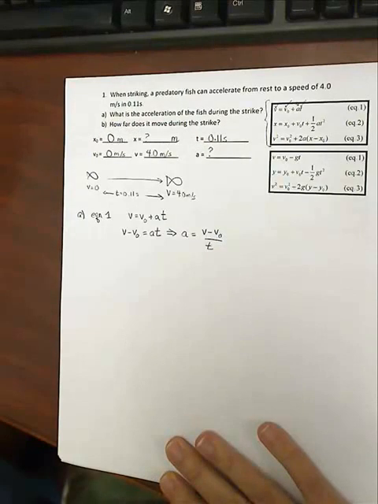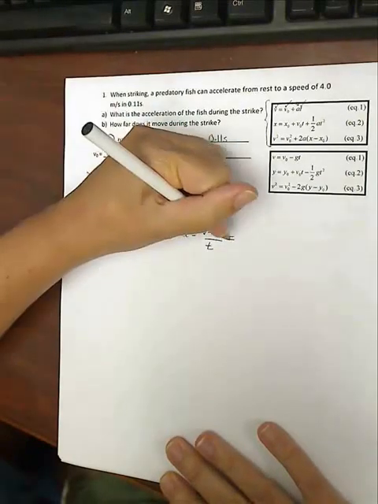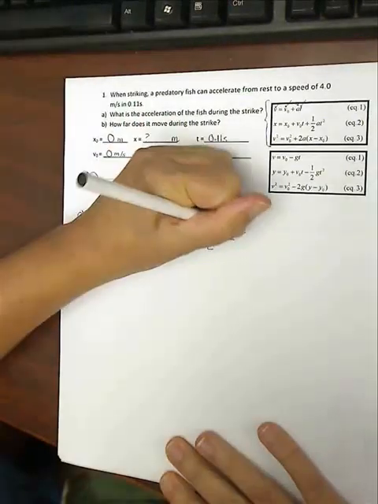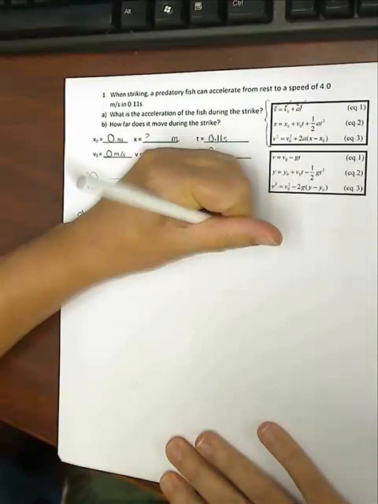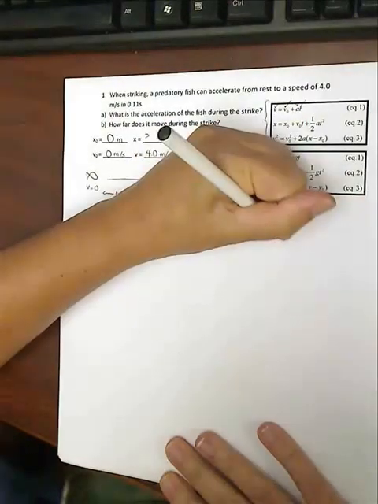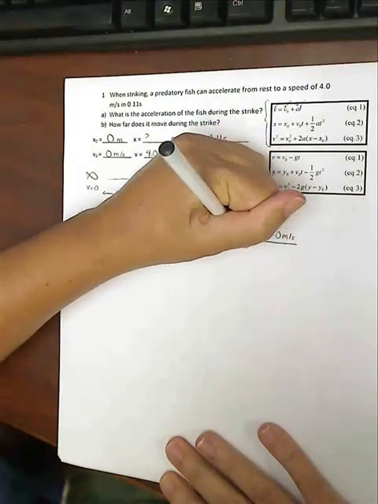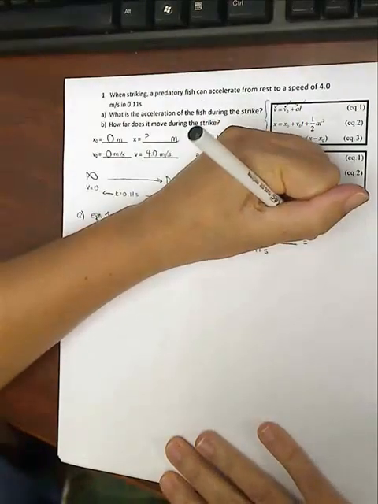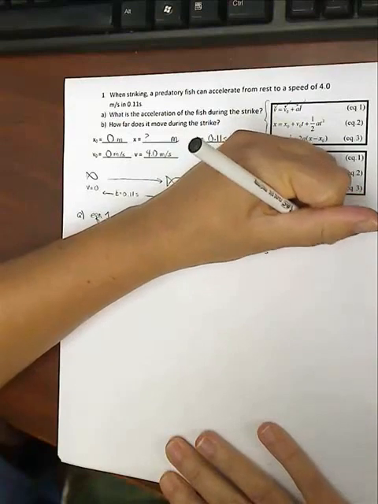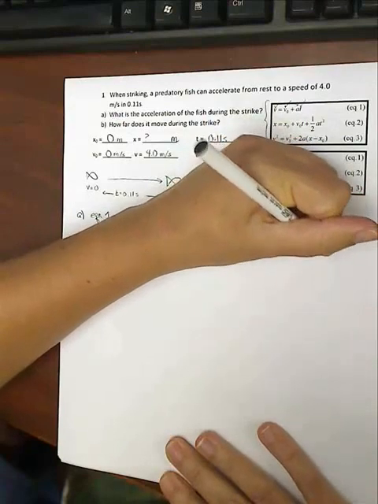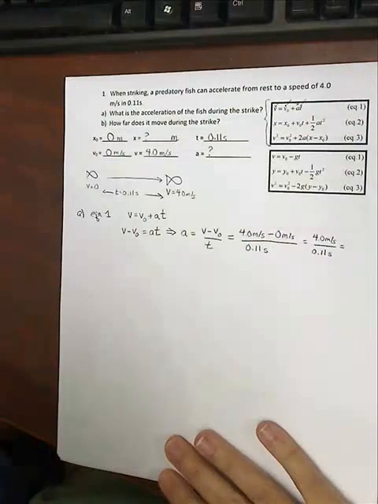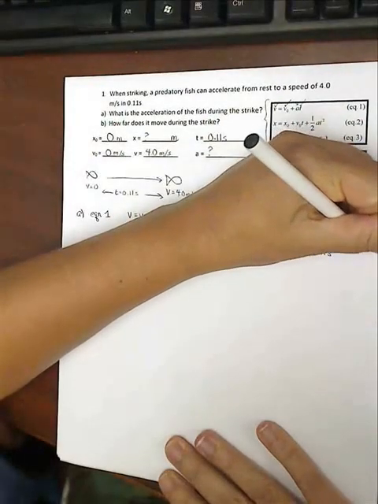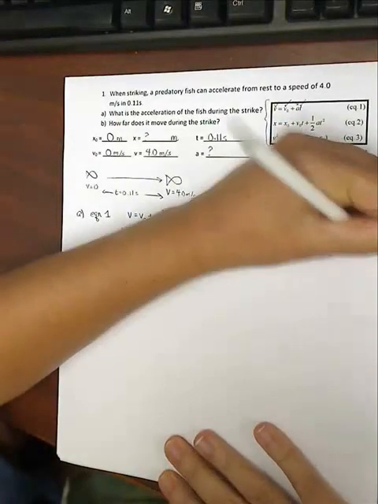Okay, and now I know everything that's on the right-hand side of the equation, so I just put in the numbers. So v is my final velocity, 4.0 meters per second, minus my initial velocity, 0 meters per second, divided by my time, 0.11 seconds. So I get 4.0 meters per second over 0.11 seconds. And my answer for that is 36.36 meters per second squared.